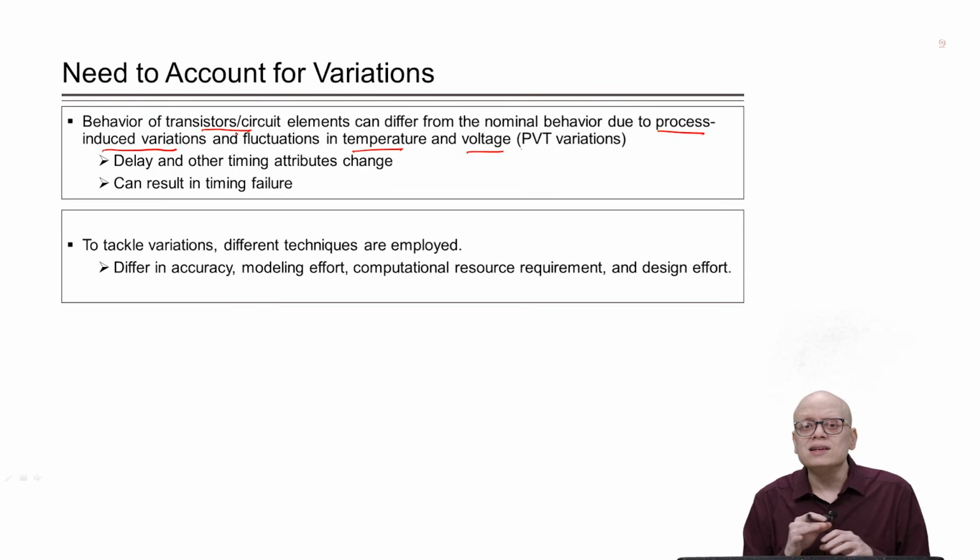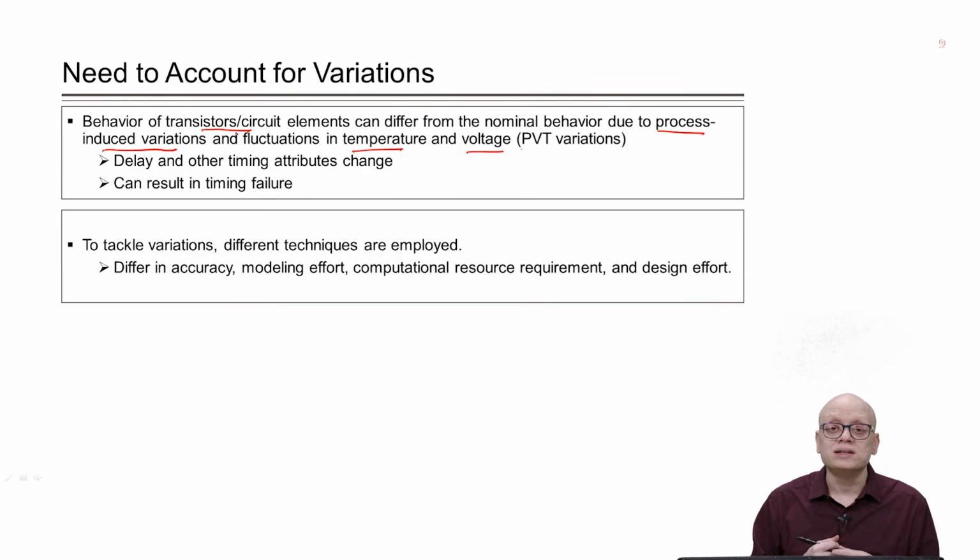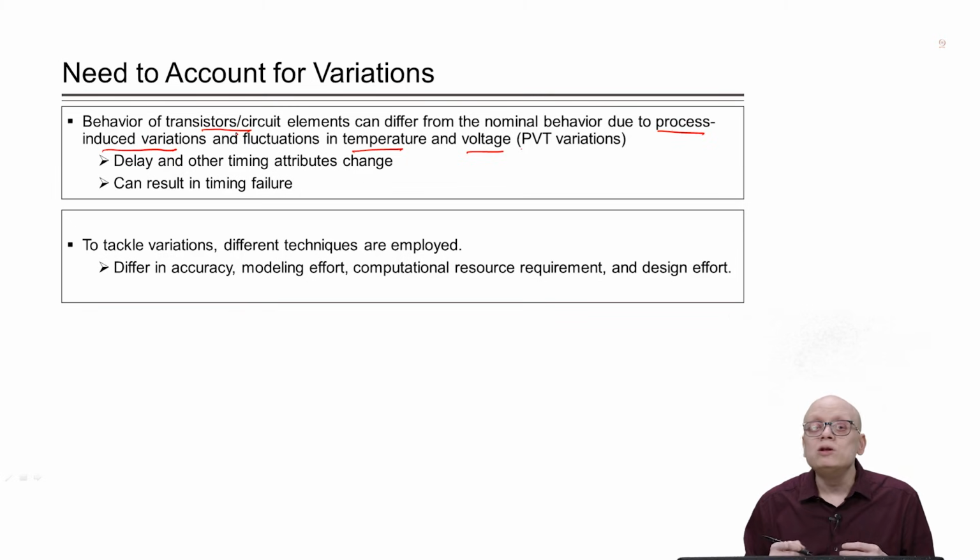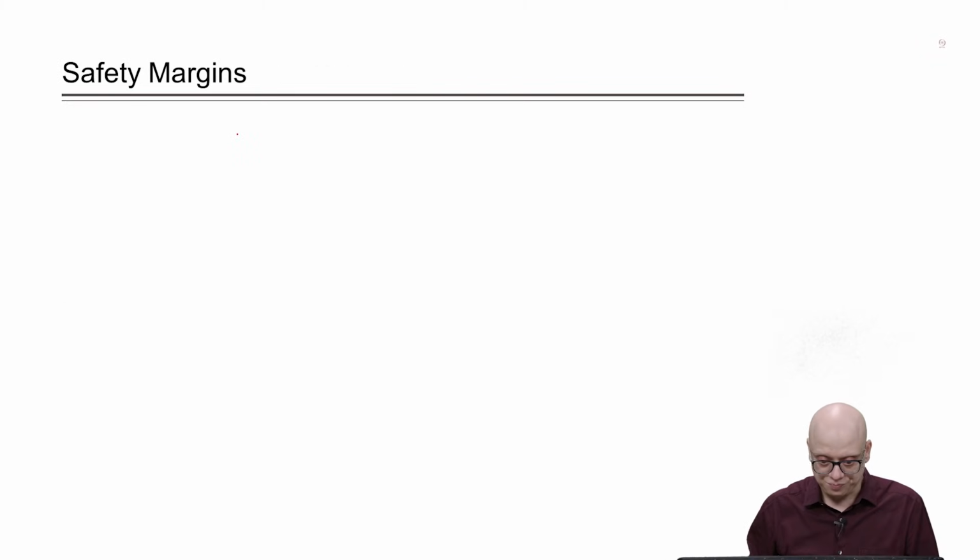So, therefore, various kinds of methods are used in design flows, and we will be looking at some of these techniques in the subsequent slides. The easiest way to account for variations is to add safety margins to our circuit.